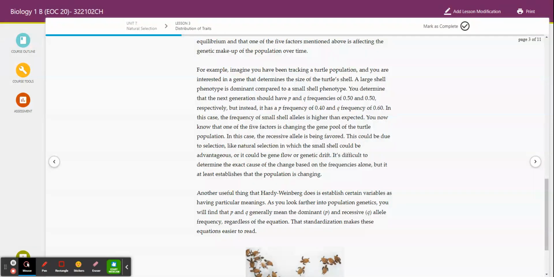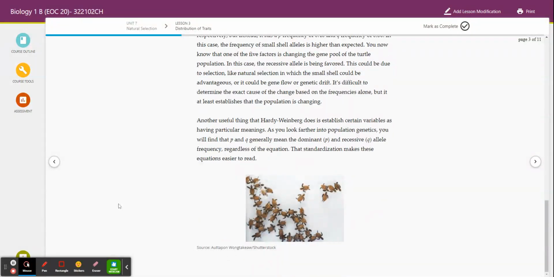In this case, the frequency of small shell alleles is higher than expected. You now know that one of the 5 factors is changing the gene pool of the turtle population. In this case, the recessive allele is being favored. This could be due to selection, like natural selection, in which the small shell could be advantageous, or it could be gene flow or genetic drift. It's difficult to determine the exact cause of the change based on the frequencies alone, but it at least establishes that the population is changing.